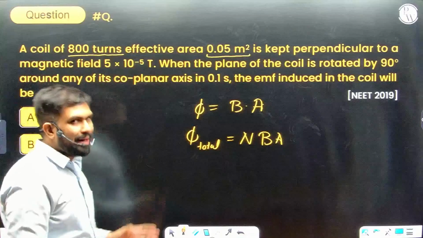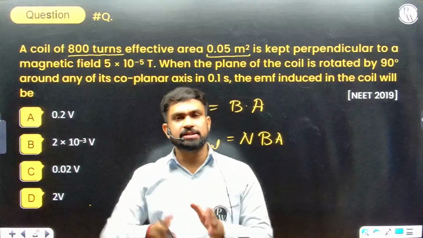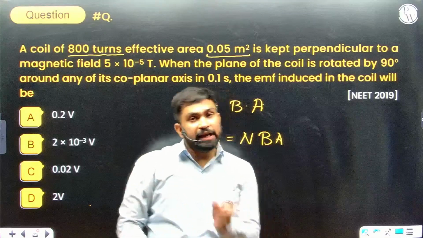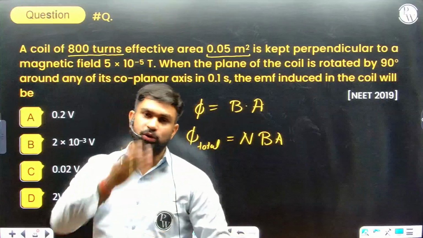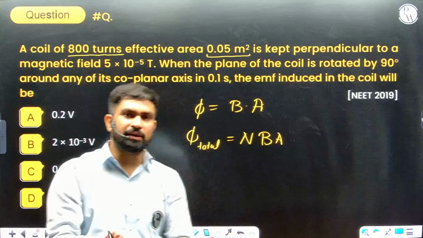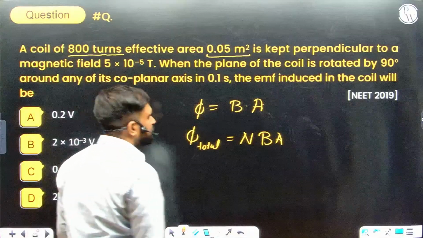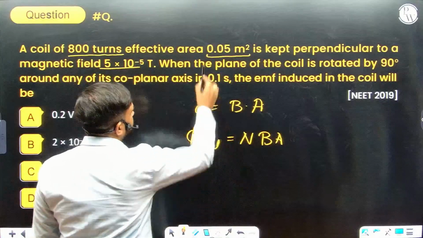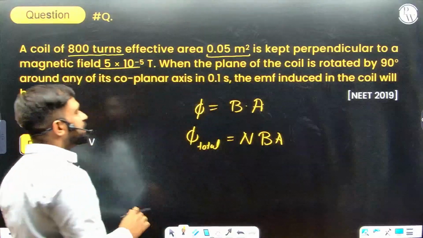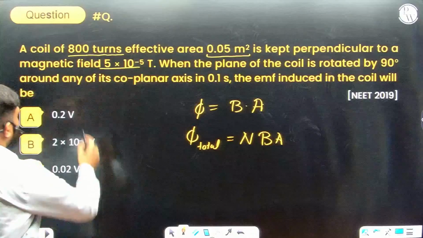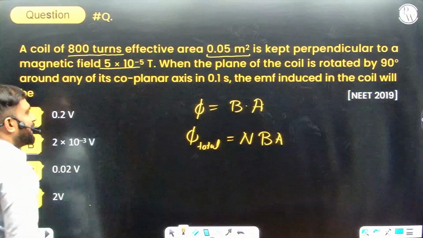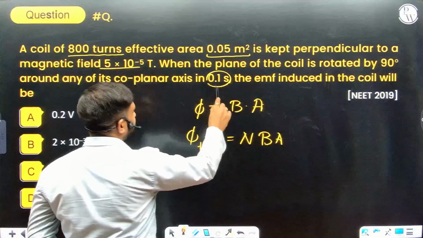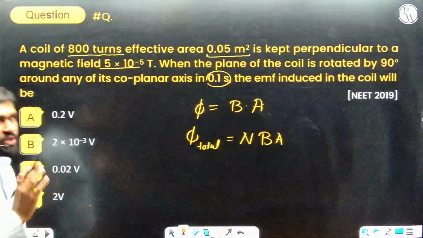Okay. Why is it kept perpendicular? Because if it is kept perpendicular, then only the magnetic field lines will cross, and the area vector is perpendicular to the surface, so they both become parallel. So we get the maximum flux. Okay. Fine. So the magnetic field is there. When the plane of the coil is rotated by 90 degrees around its coplanar axis in 0.1 seconds, find the average EMF induced this time.